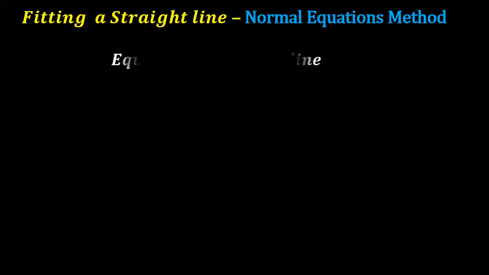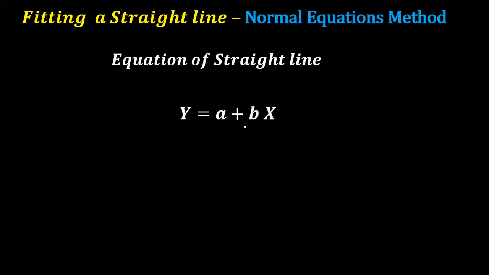We'll see how to do it now. The equation of the straight line we already know: it is of the form y is equal to a plus bx. Sometimes this will be y is equal to b plus ax also, or x is equal to b plus ay. Whenever it is asked, you should find it out. If they ask for x, you replace x and y and find it out.